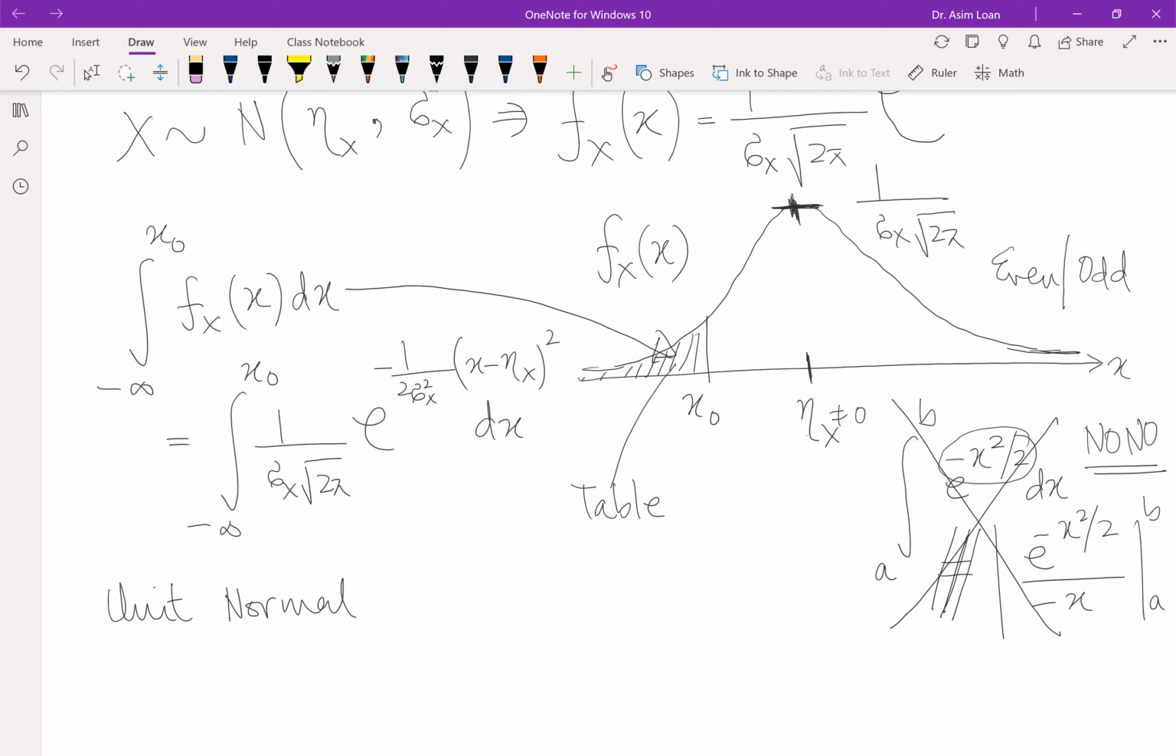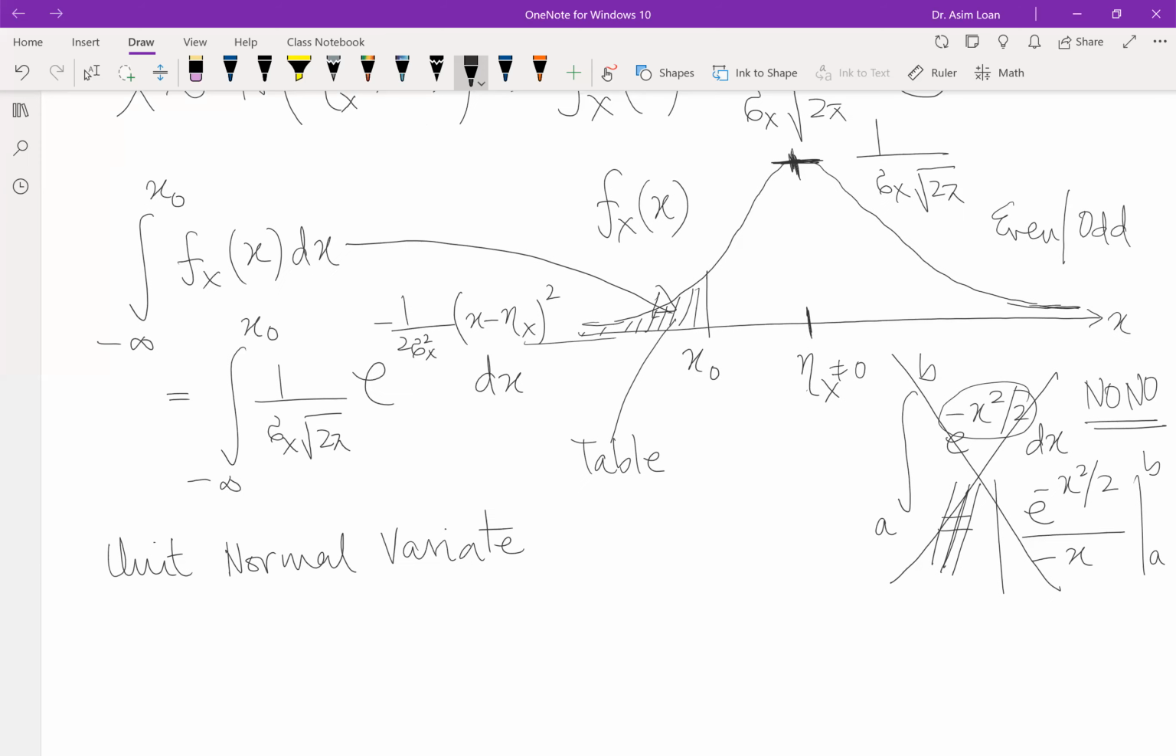Otherwise, it's not even. So remember, I can draw a 0 line here as well. If eta x is not equal to 0, then this function is not even. It's not an even function. Just bear this in mind. So similarly, but this one, the one I am defining, is the unit normal variate.